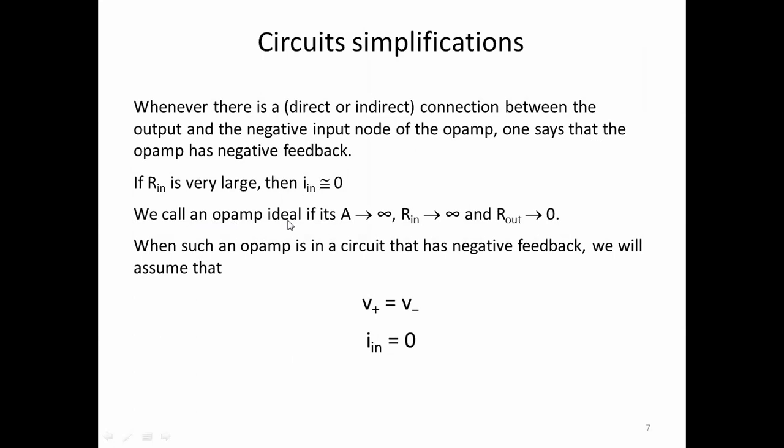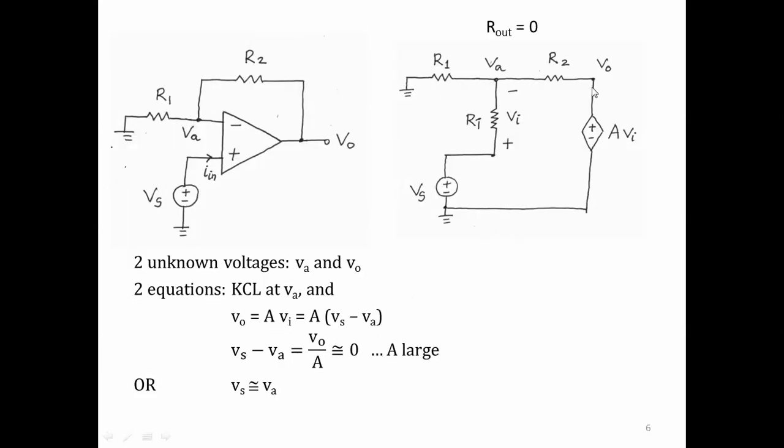So we'll call an op-amp ideal if it has an infinite voltage gain, an infinite input resistance, and a 0 output resistance. In this circuit I have already made R out 0. So if Ri is infinite and if A is infinite, then we say this is an ideal op-amp. Real op-amps are close to ideal. They're not exactly ideal, but for most applications they can be assumed to be ideal. So this is the definition of an ideal op-amp.